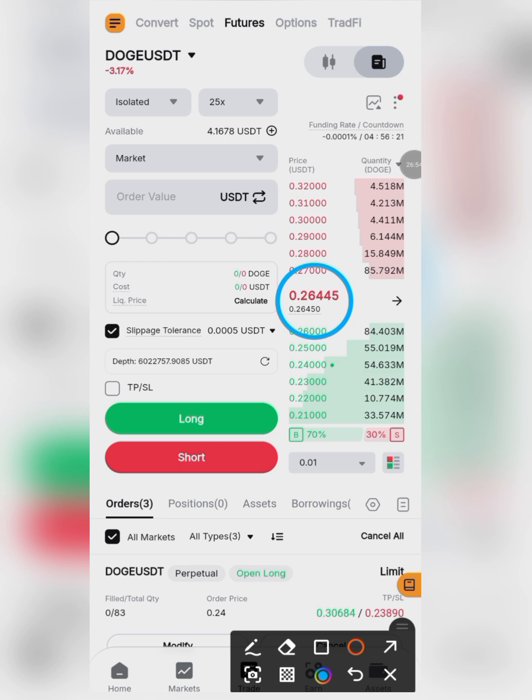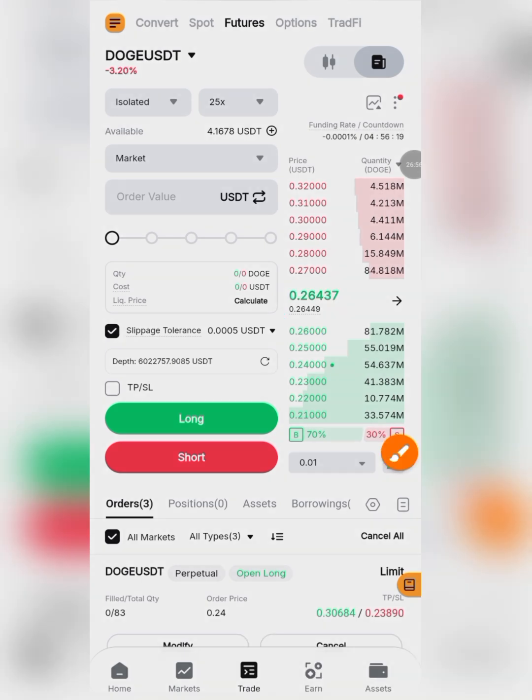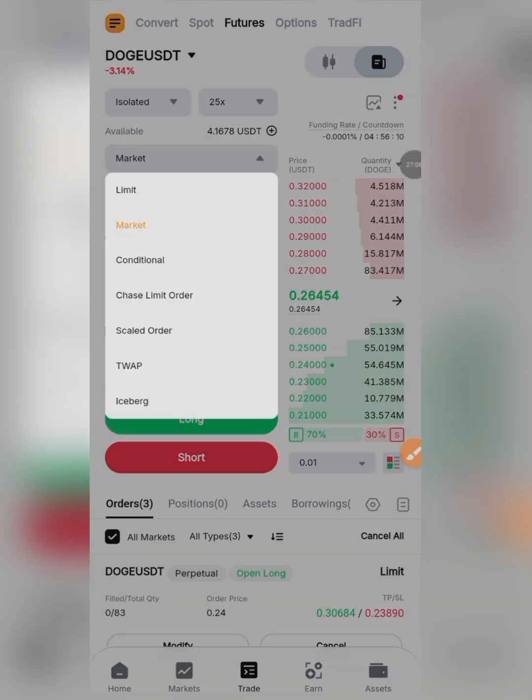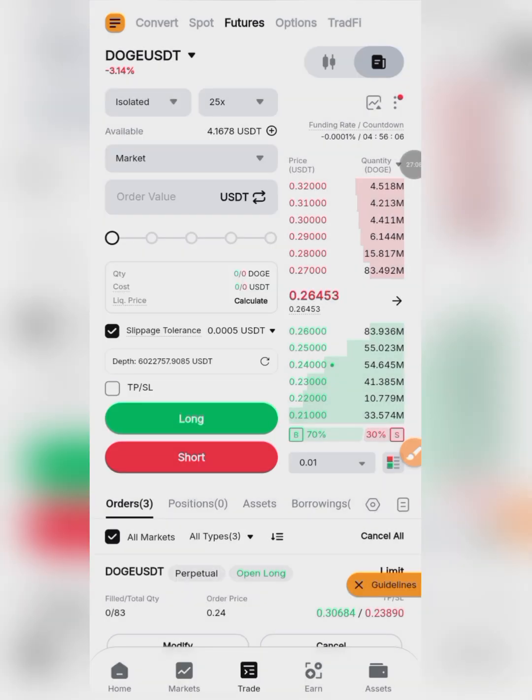0.26445. Now you want to buy this. If you want to buy this, you want to buy it at this current price of 0.2645. Now it is good you keep it at market. You're telling the exchange that I'm buying this coin at the current market price. Is that okay?